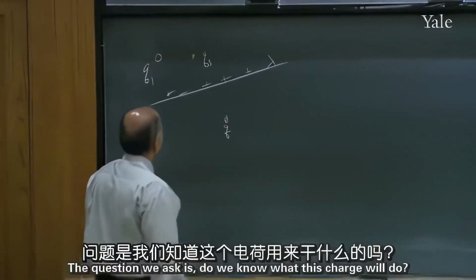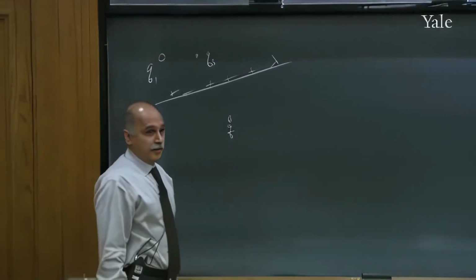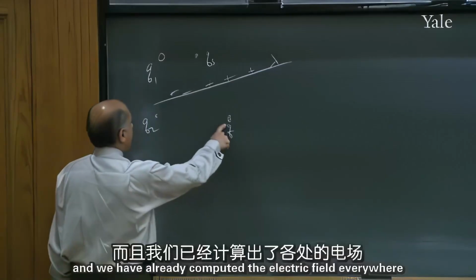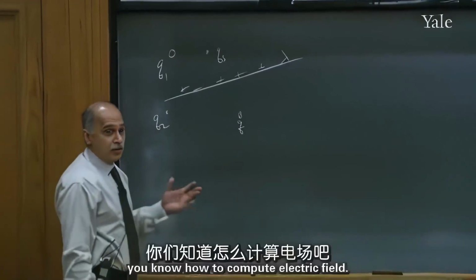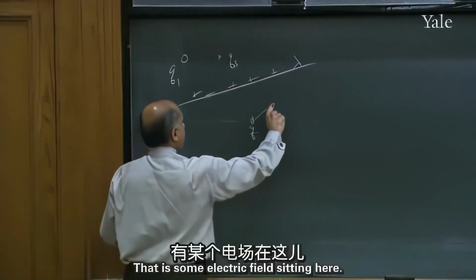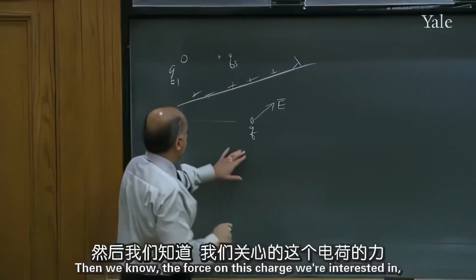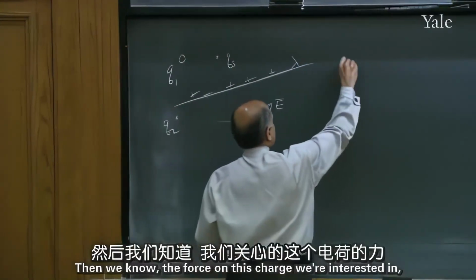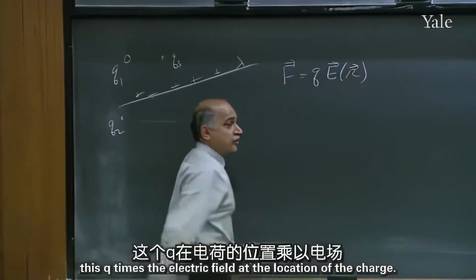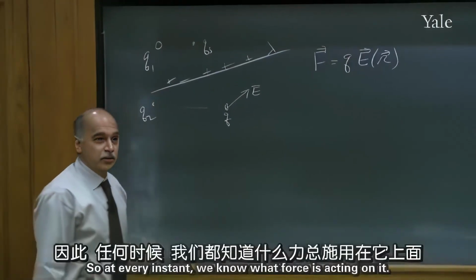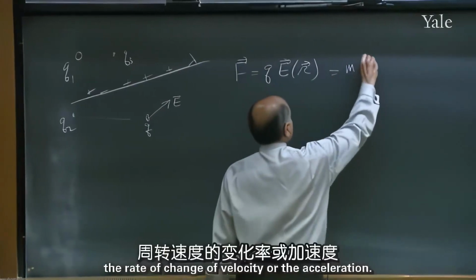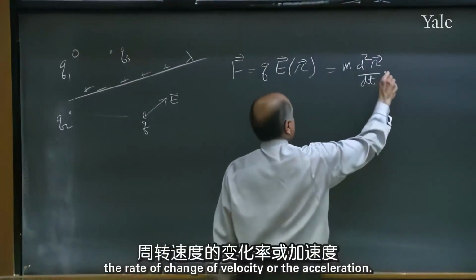The question we ask is, do we know what this charge will do? And the answer is yes, we know what it will do, because if it's sitting here, and we have already computed the electric field everywhere, you know how to compute the electric field, add the field here to this one, that one, add that one, so there is some electric field sitting here. Then we know the force on this charge we're interested in is Q times the electric field at the location of that charge. So at every instant, we know what force is acting on it. Then from Newton's law, that will give me the rate of change of velocity or the acceleration.